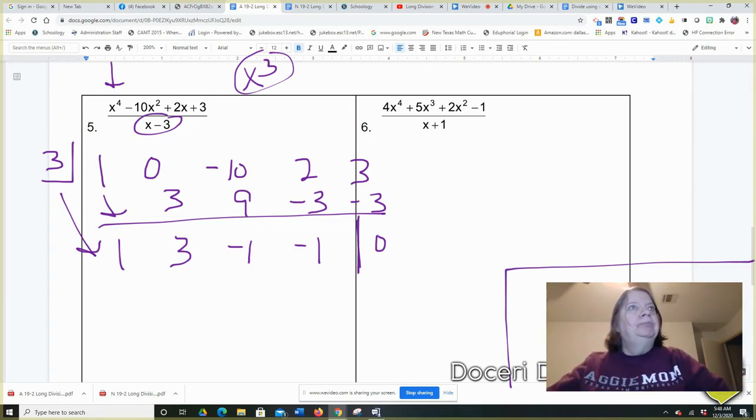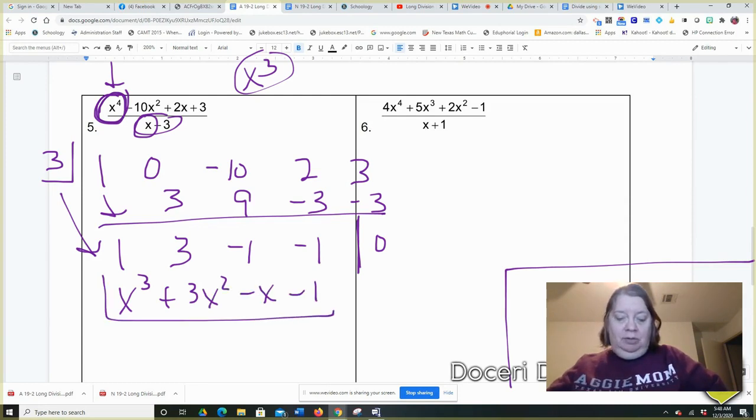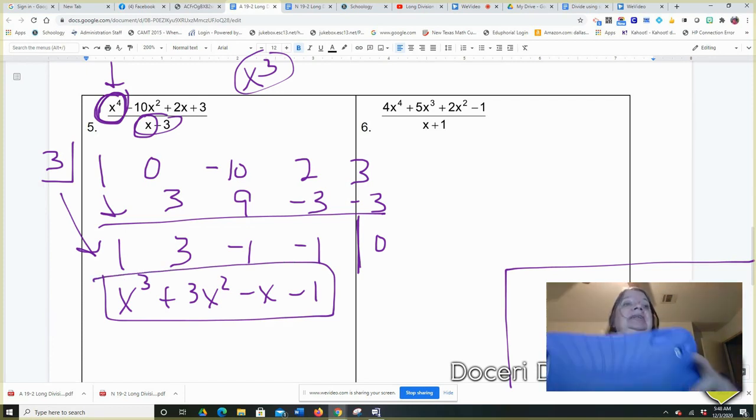Now with this one, what's my first exponent going to be? I started with x to the 4th divided by x. So I'm going to start this answer with x to the 3rd. It's 1 less than this highest exponent, whatever that is. So there's x to the 3rd plus 3x squared minus x minus 1. No remainder. And that, friends, is synthetic division. When can you use this? You can use this when you're dividing by a term that has a coefficient of 1.